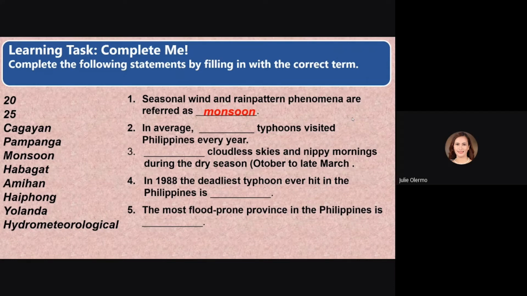In average, how many typhoons visit the Philippines every year? 20. Blank cloudless skies and nippy mornings during the dry season, October to late March, are known as Amihan. In 1988, the deadliest typhoon ever to hit the Philippines is Haipong. The most flood-prone province in the Philippines is Pampanga.